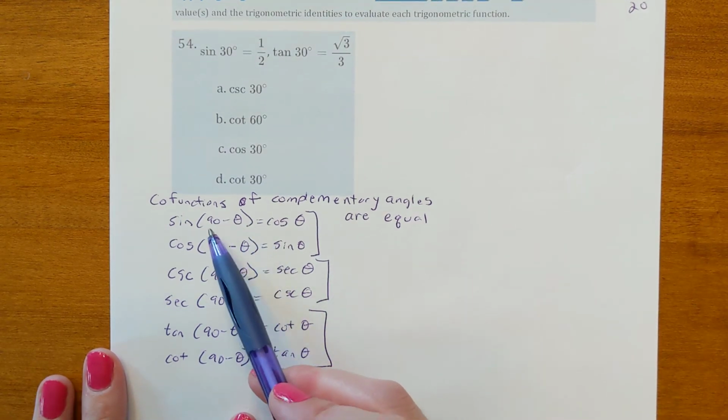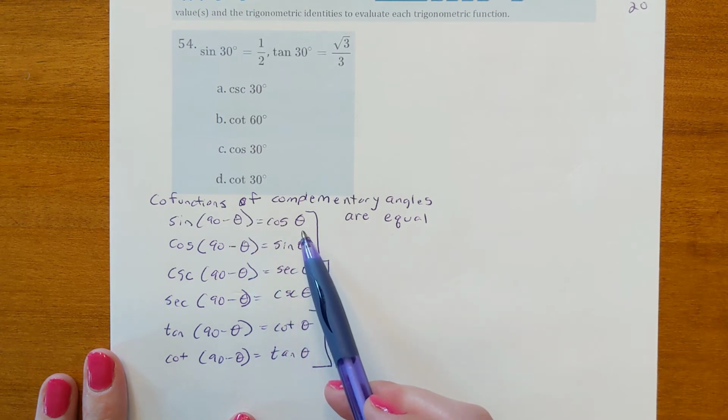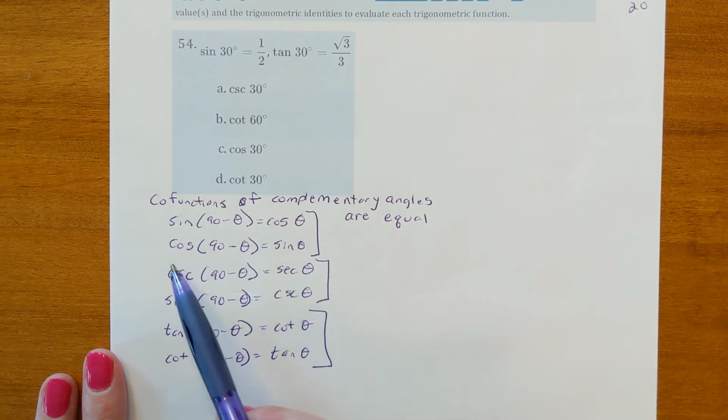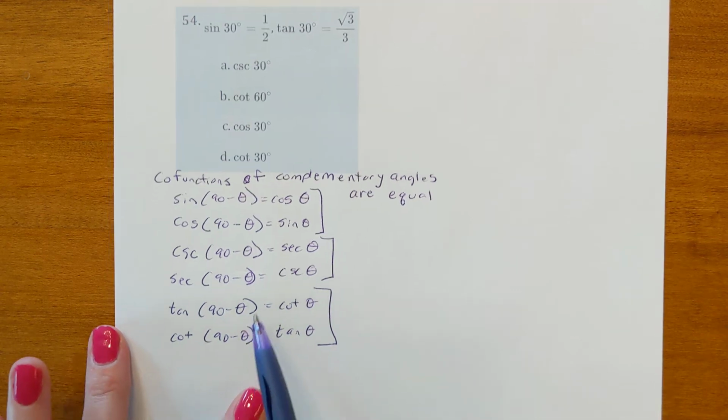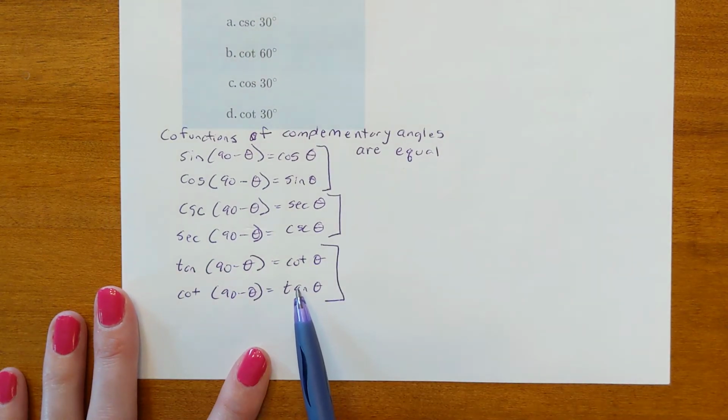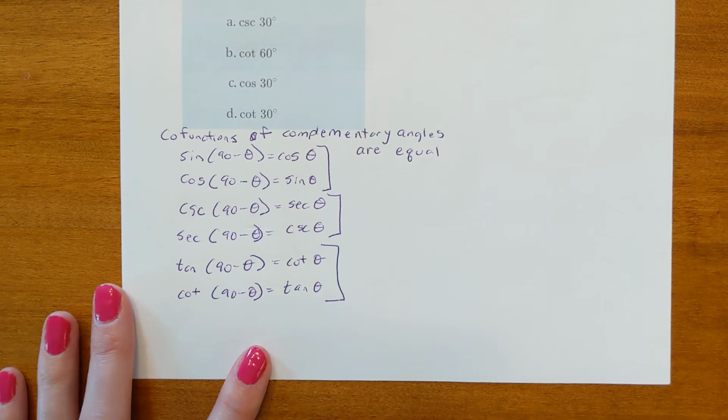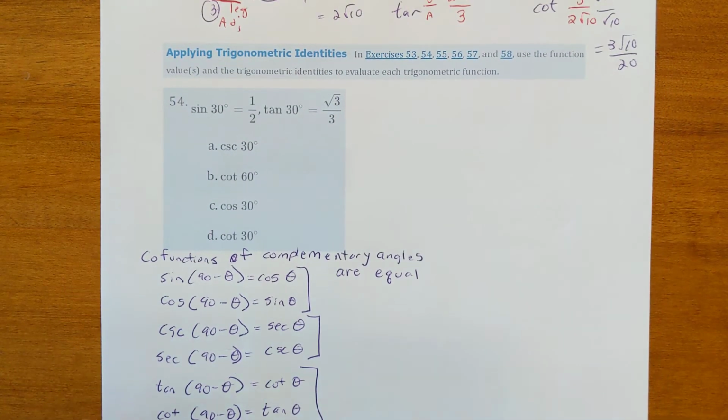So all you have to do is do 90 minus the angle, and you get the cosine of the other angle. So sine and cosine, secant and cosecant, they're cofunctions. And tangent and cotangent, likewise, their graphs are also off by 90 degrees. So we're going to use that on this.